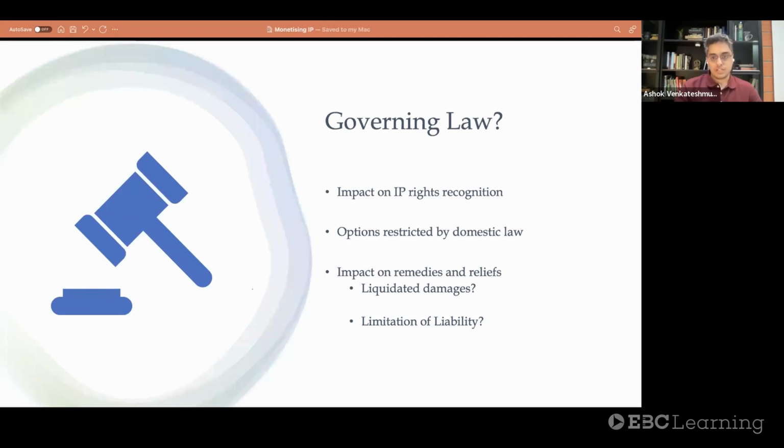And you have to also ask yourself whether the governing law has sufficient provisions made for these kind of equitable reliefs. And that will then decide whether you want to stipulate the laws of India, the laws of UK, the laws of some other country as the governing law when it comes to deciding on how the contract is to be enforced. Right? Same thing with limitation of liability.